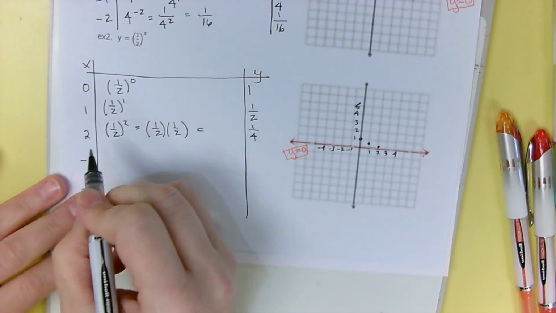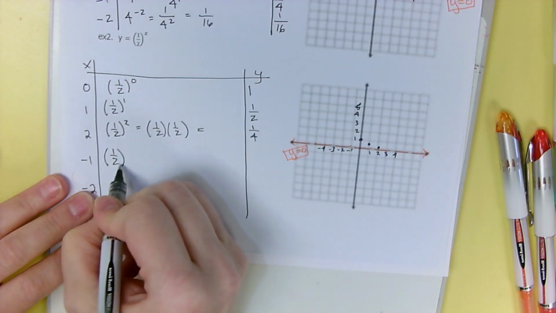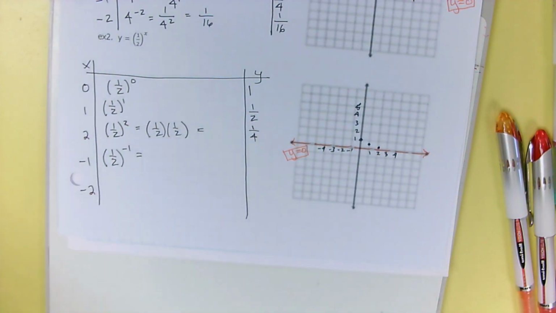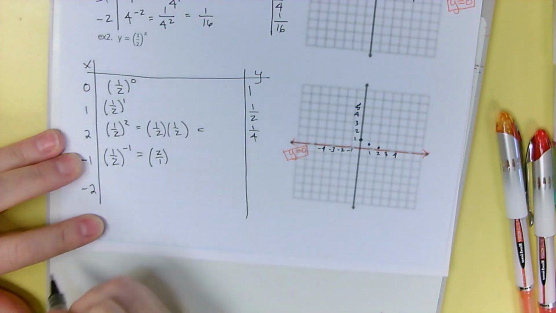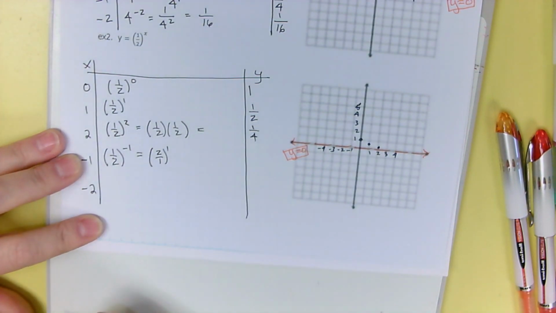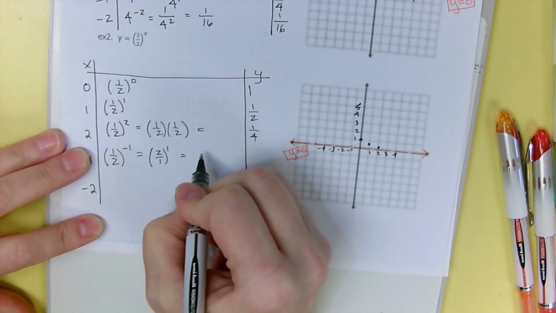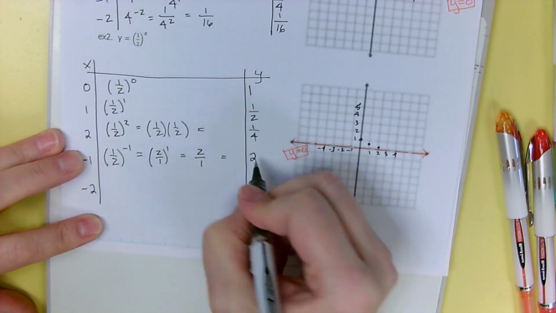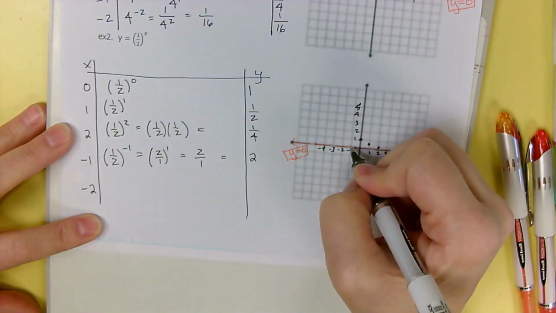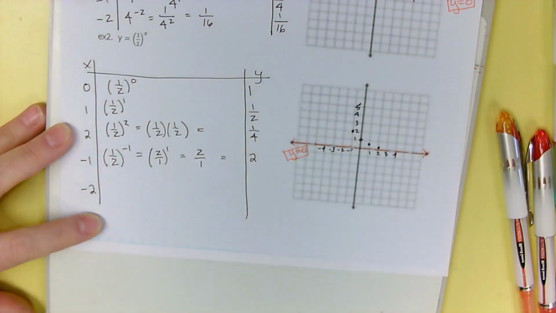So let's do the -1. So 1/2 to the power of -1. This is one where it's easier if you flip the inside rather than distribute. So the inside gets flipped, 2 over 1, and the power becomes +1, which means the 2 over 1 is just 2 over 1, which is 2. So -1 up 2.